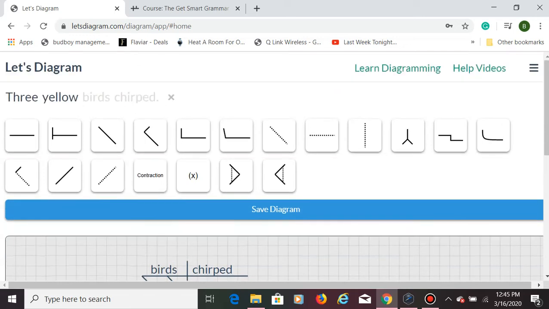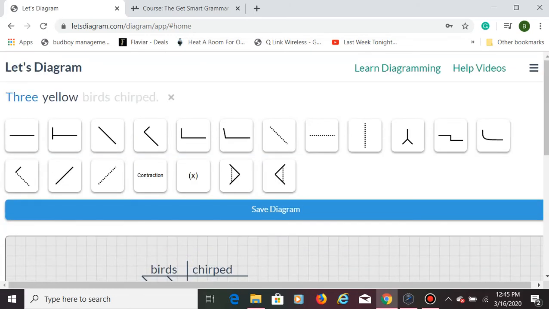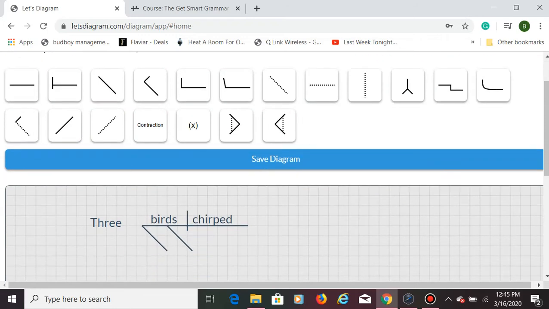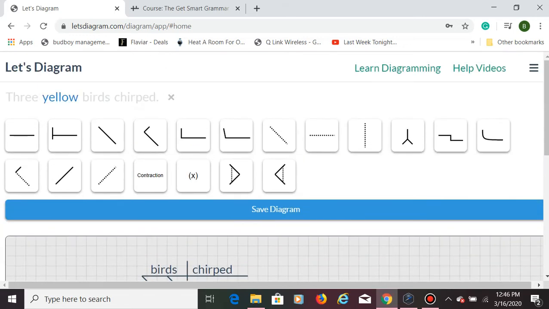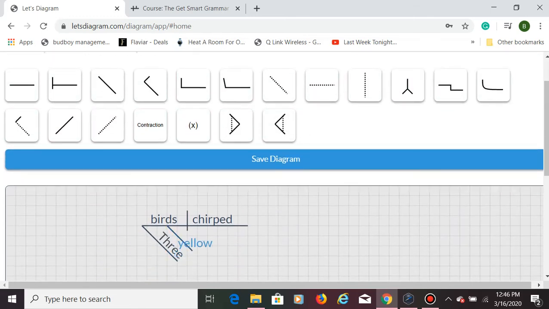Okay. Now, 3 is an adjective, and it answers the adjective question, how many? How many birds? 3 birds. So we put it right here. And yellow answers the question, which one or what kind? Which bird? The yellow bird. What kind of bird? The yellow bird. Okay, so we take yellow and bring it down here, and we'll put it in our adjective area.